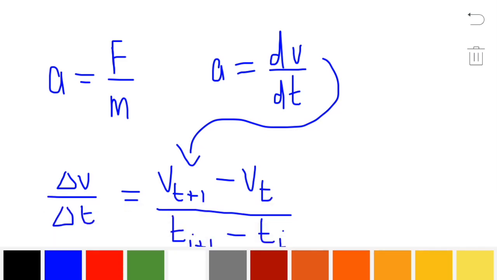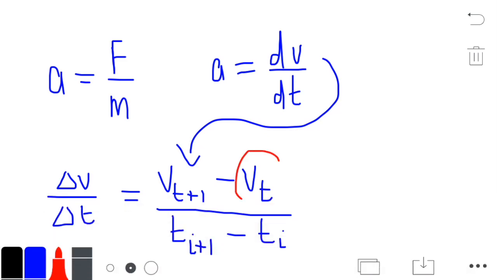Now, v t is our initial velocity. The velocity at t plus 1 is what we call the velocity at some other time, or the time of the future. The denominator represents our step size, or the difference in time.